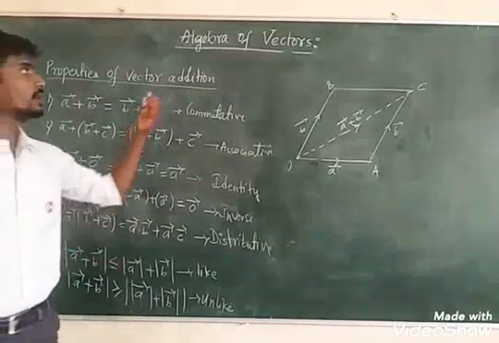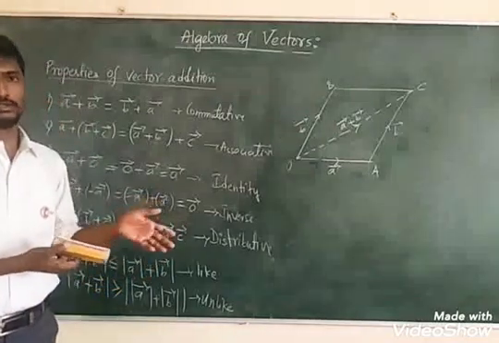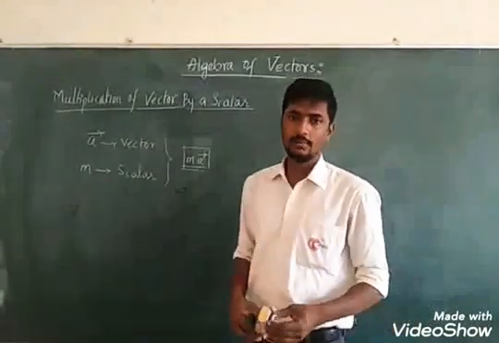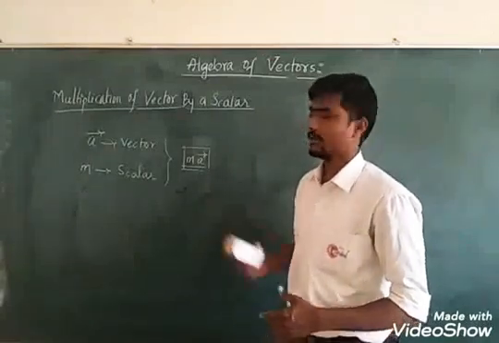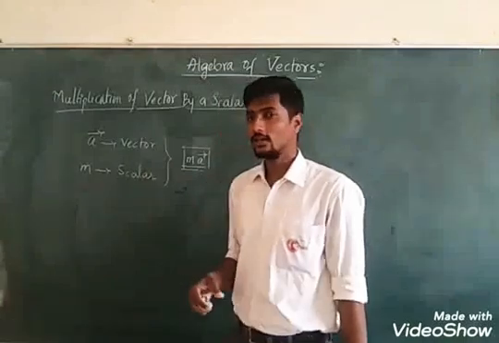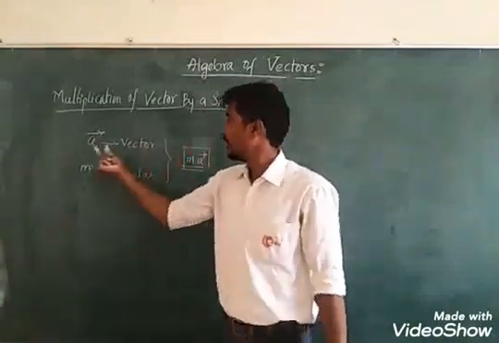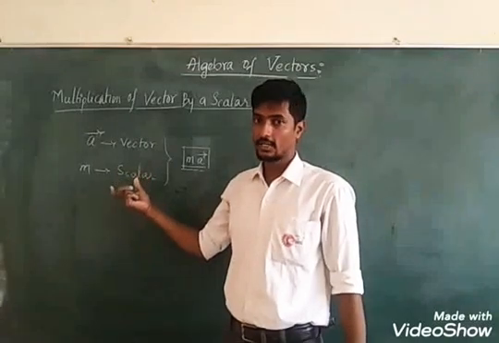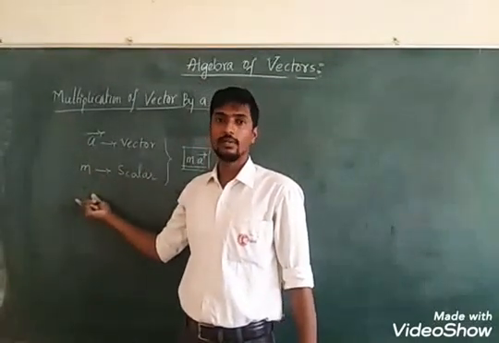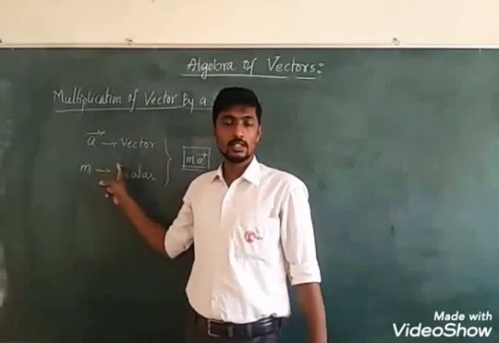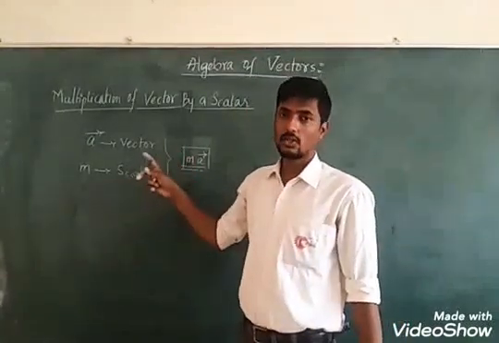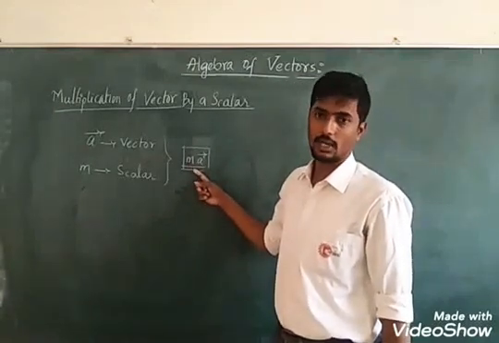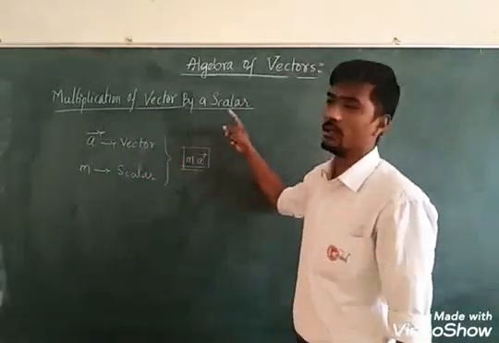The next thing in the algebra of vectors is the scalar multiplication of a vector. So let us move on to multiplication of a vector by a scalar. What does the definition say? Let A be any vector and M a scalar. We have not decided whether M is positive or negative; M is just a scalar quantity. The multiplication of the vector by a scalar is represented by M into vector A. This is the definition.